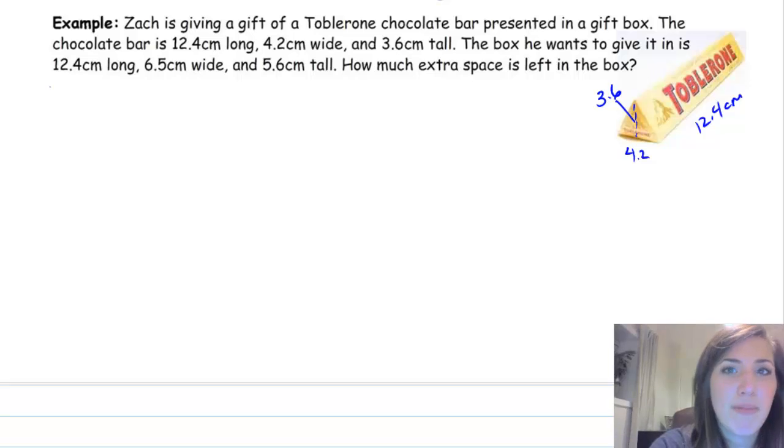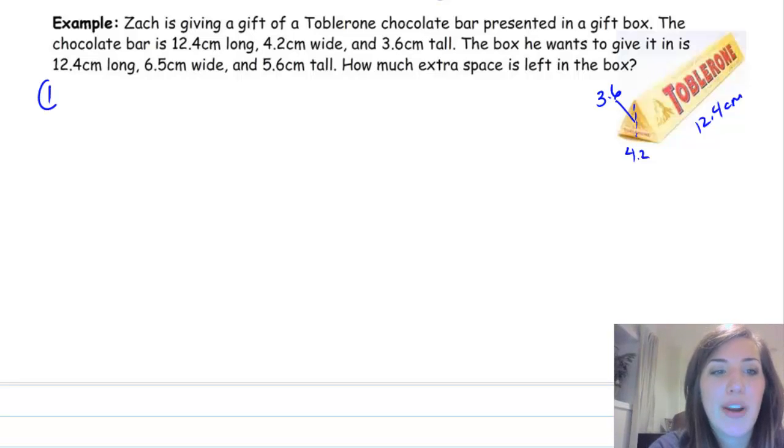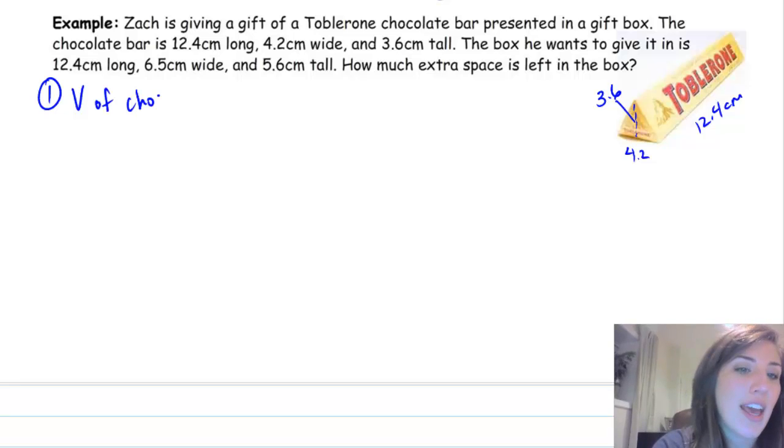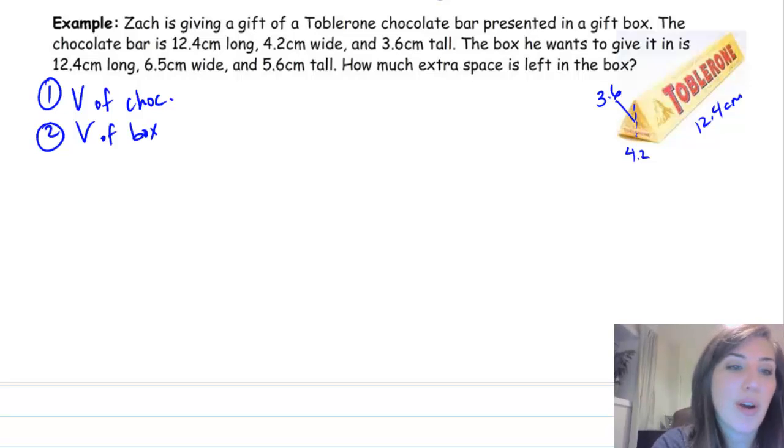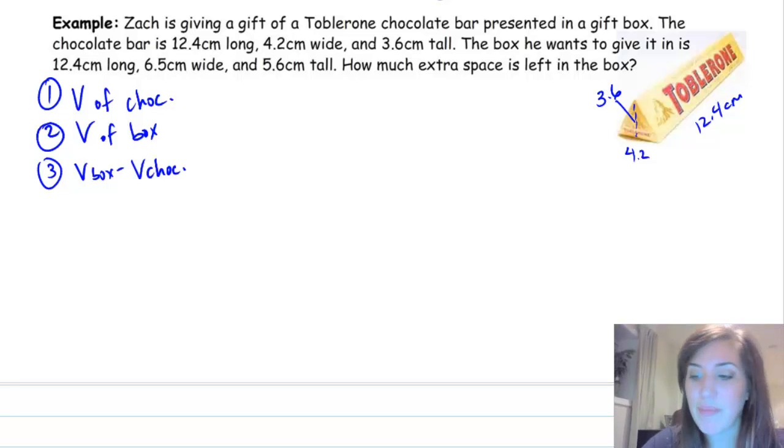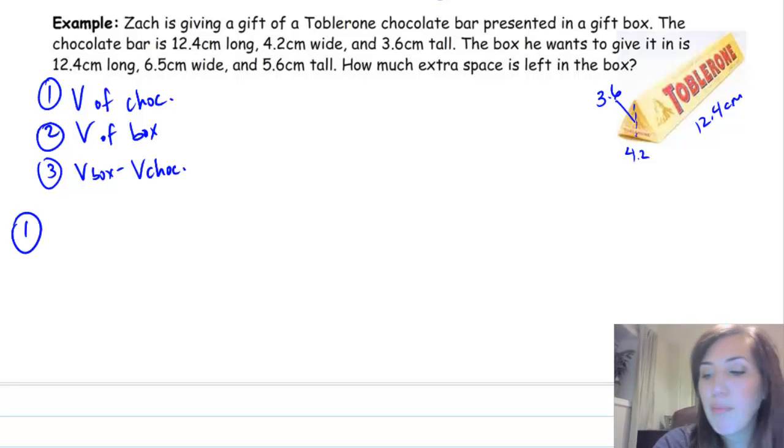So let's make a game plan here. Number 1, we want to figure out the volume of the chocolate. Then we want to figure out the volume of the box. And then we want to figure out the volume of the box minus the volume of the chocolate to see how much is left over. So let's do step 1 here. Step 1, volume of the chocolate.